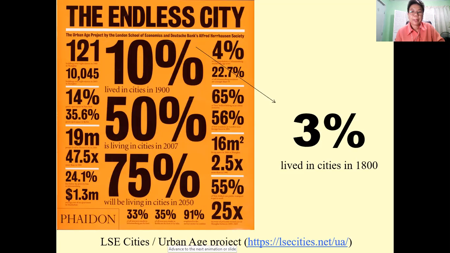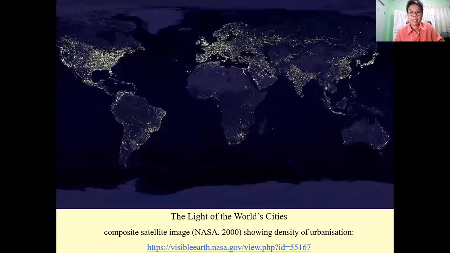Let's see. The next one is a composite satellite image from NASA captured in the year 2000, showing the density of the entire globe in terms of urbanization.